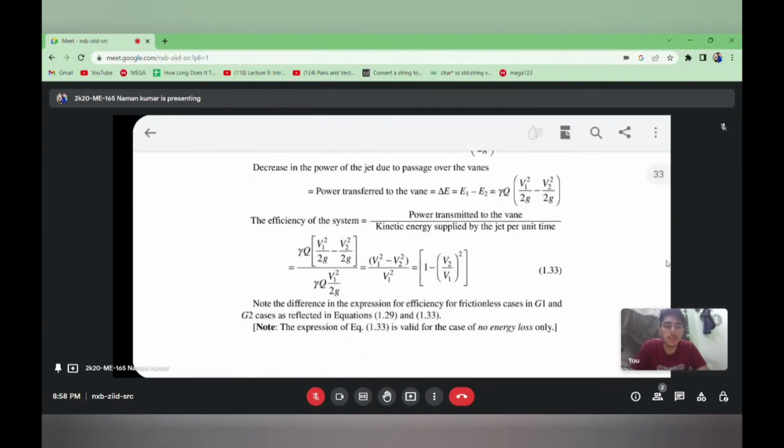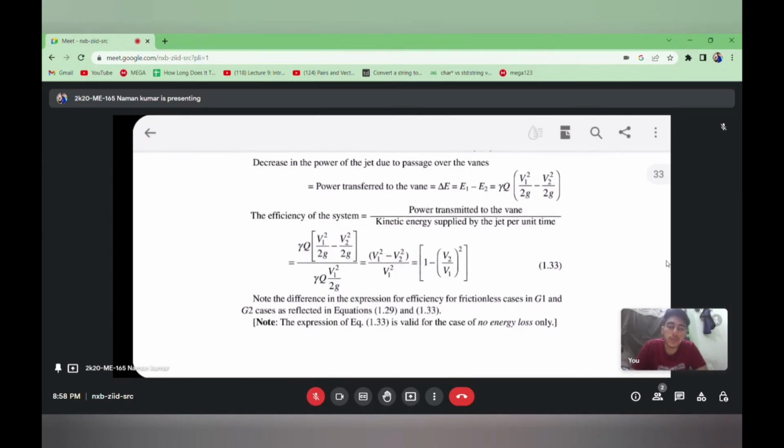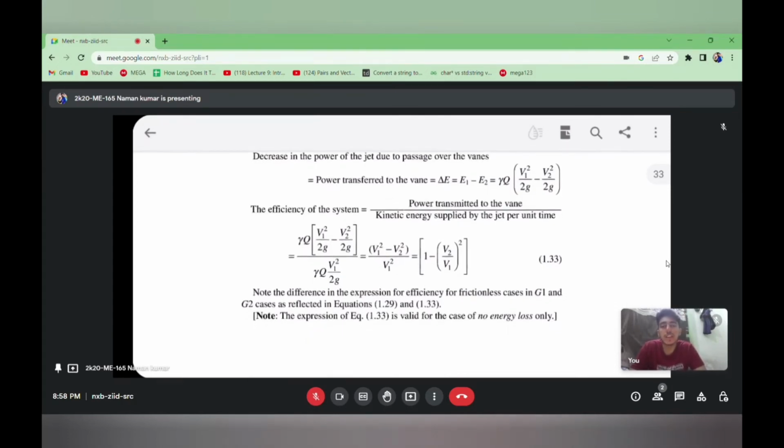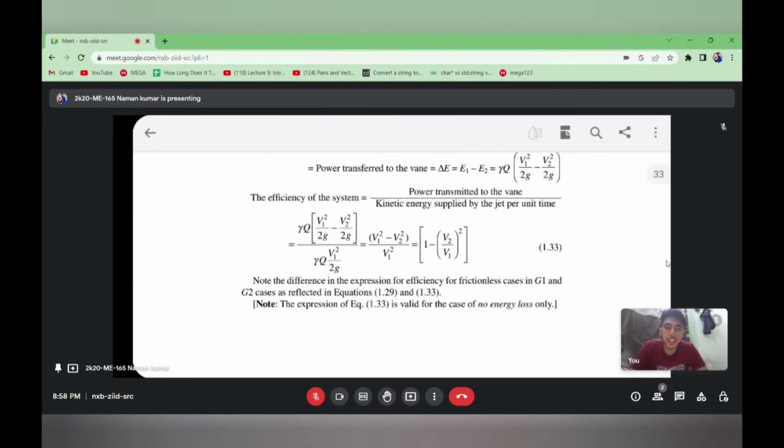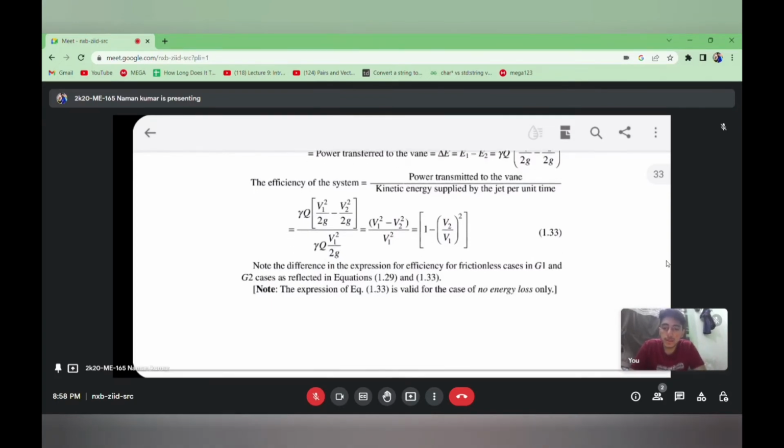delta is equal to E1 minus E2 is equal to gamma times Q, V1 square by 2g minus V2 square by 2g. The efficiency of the system is equal to power transmitted to the vane divided by kinetic energy supplied by the jet per unit time. And there is our expression. The final expression is 1 minus V2 by V1, whole square.